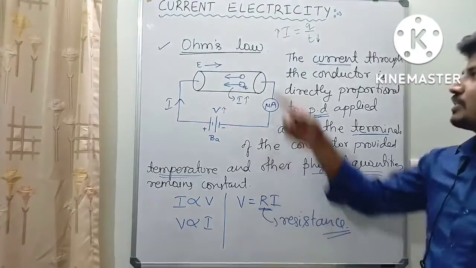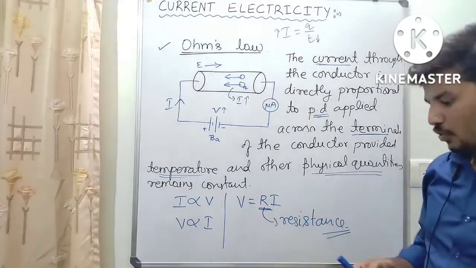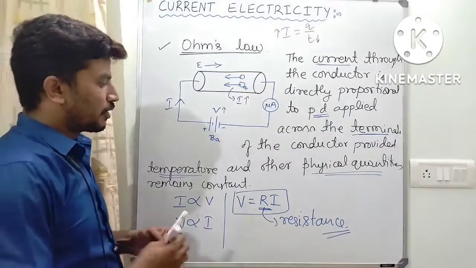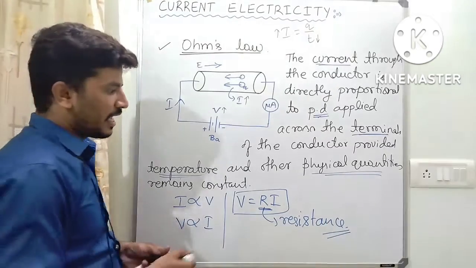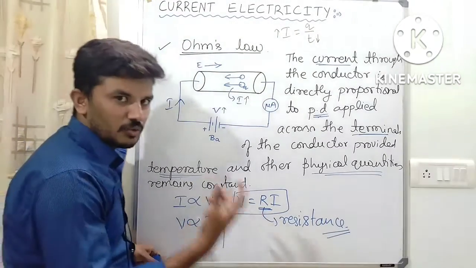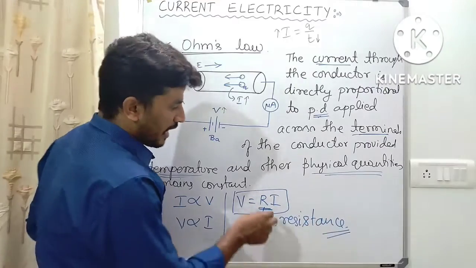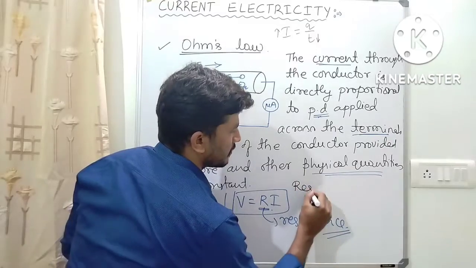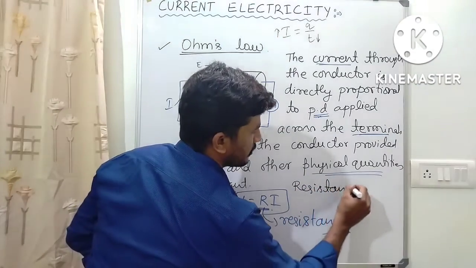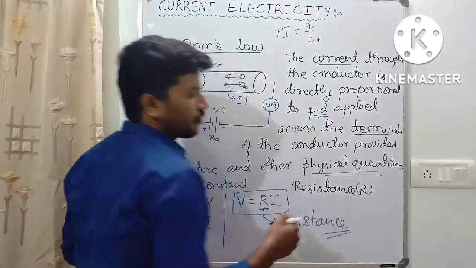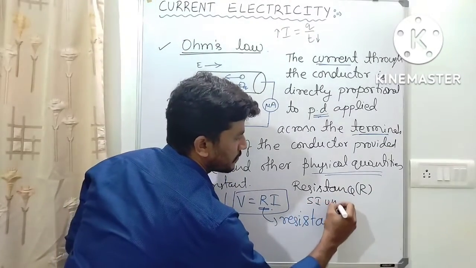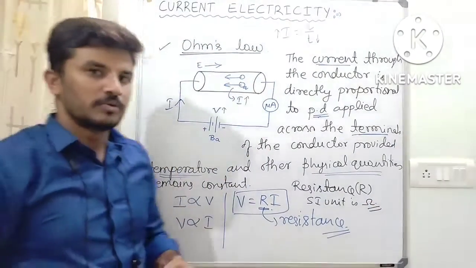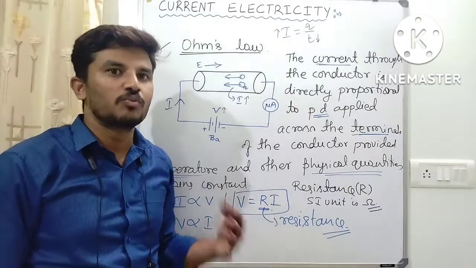So V is equal to IR. This is called Ohm's law. Here V is potential difference, R is resistance, and I is current. We know V is measured in volts, I is measured in amperes, and what is this constant? Resistance. Resistance is the opposition offered by the material for the flow of current, and its SI unit is ohm. It is represented by ohms, like 2 ohms, 3 ohms, 4 ohms.